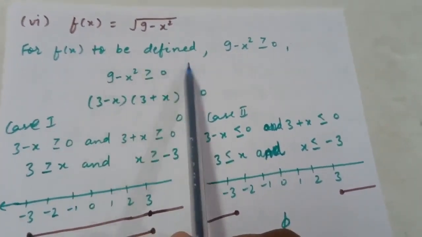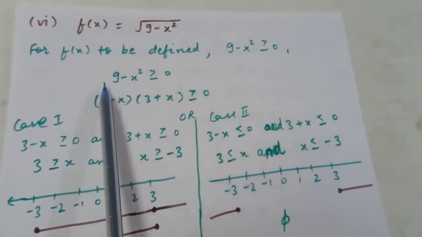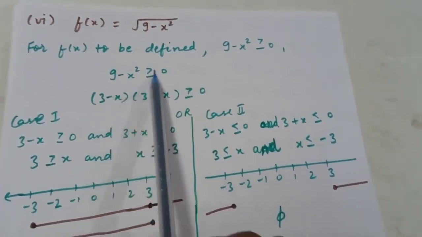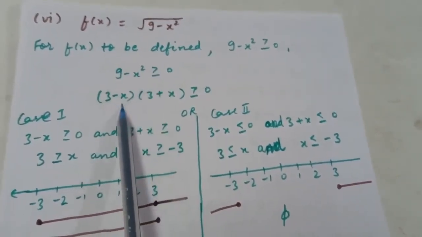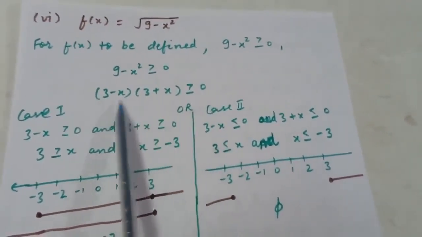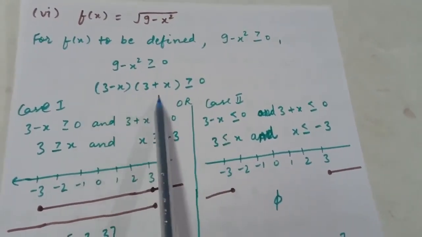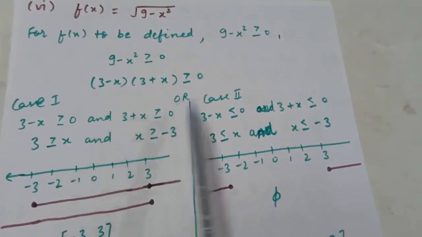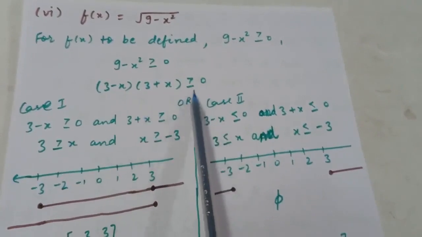So for f(x) to be defined, the term inside the root should be either equal to 0 or greater than 0. So 9 minus x square is equal to 0 or greater than 0. How to write this 9 minus x square? This is a square minus b square. So we can write it as (a minus b)(a plus b) greater than or equal to 0. So we want this product either equal to 0 or greater than 0. So this product is greater than 0 when either both the terms are positive or both the terms are negative, right? And we will take equality in each case because equality is here.